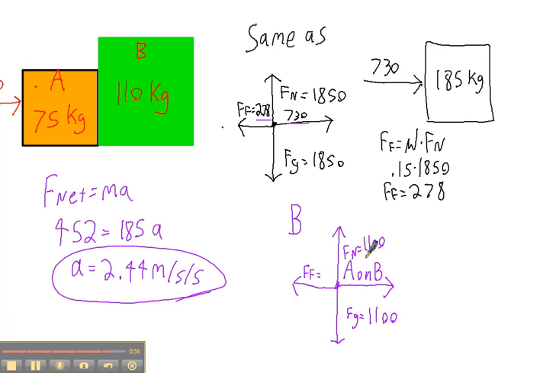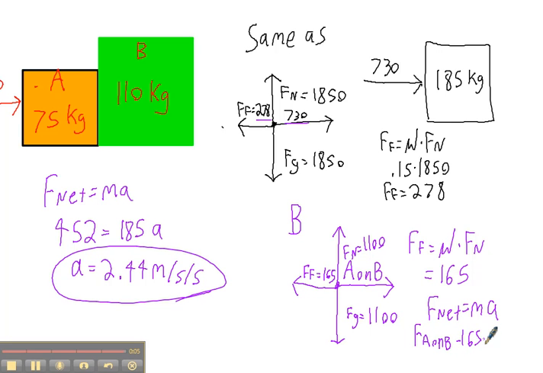All right, but we can calculate that because we know that FF equals mu times Fn, which we just get 0.15 times 1100. So the force of friction is 165 newtons. So 165 here. And we know that F net equals MA. And F net is just going to be the force of A on B minus 165 equals MA. I'm out of time. You figure it out yourself. Good luck.